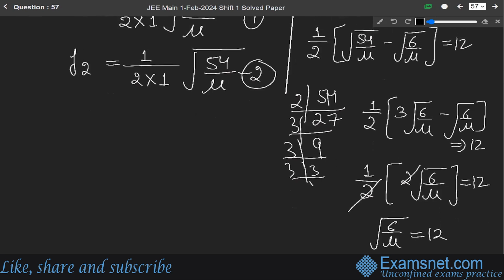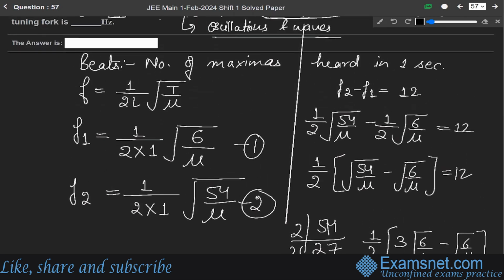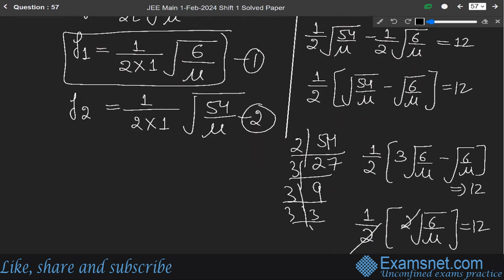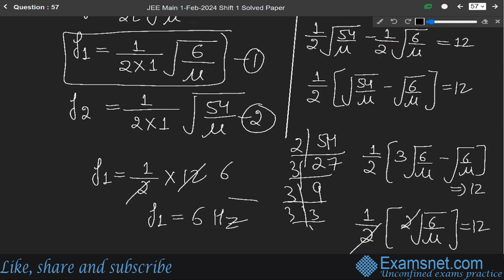Now putting this value of root 6 over mu equals 12 in equation first and solving it, we get f1 is equal to 1 over 2 into 12. So 2 sixes are 12. So f1 will be equal to 6 hertz. So our correct answer is f1 equals 6 hertz.